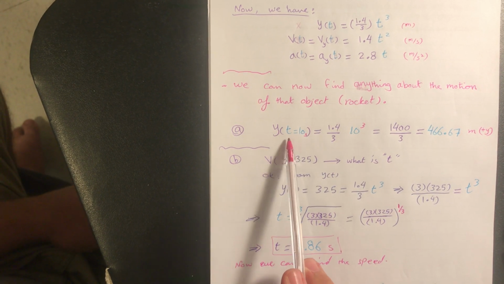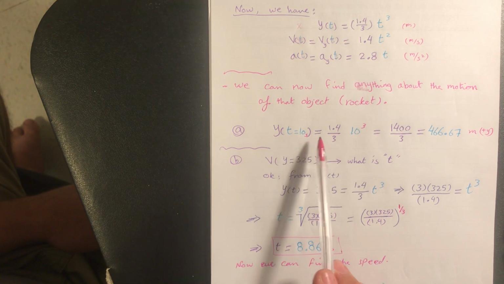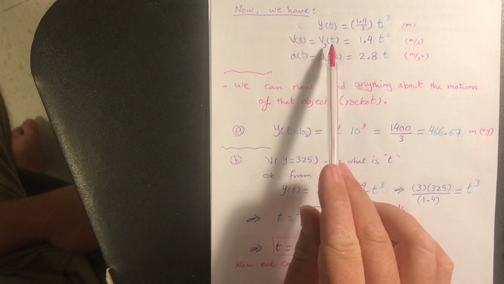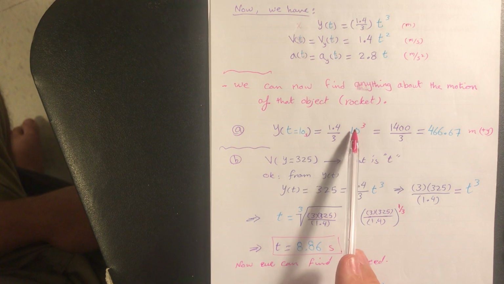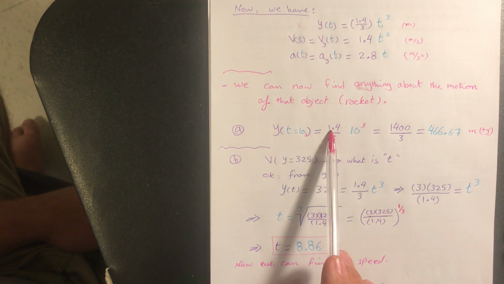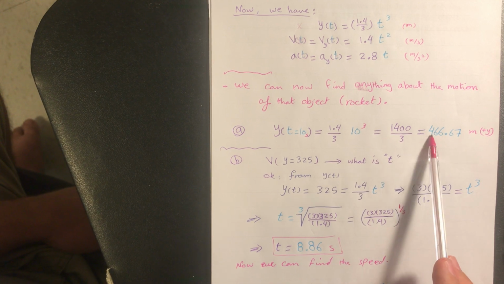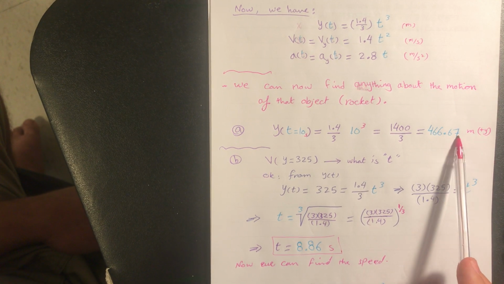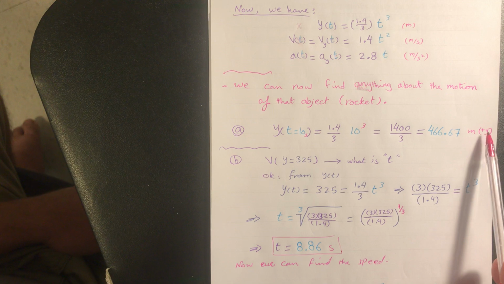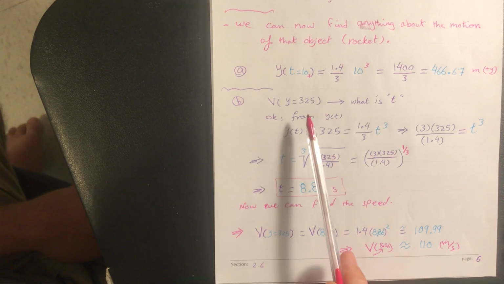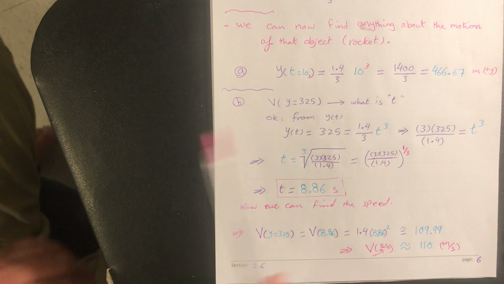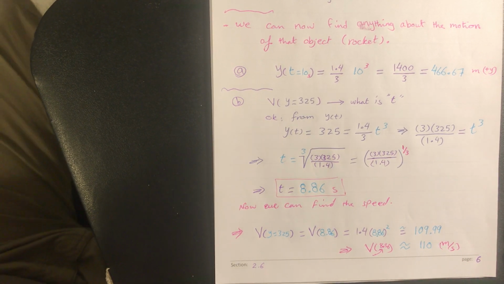What is the altitude at t equal to 10? We just need to put 10 in the position function. It will be 1000 multiplied by 1.4, which is 1400 over 3. It will be approximately 466.67 meters in the upward direction. What about the velocity at y equal to 325 meters?